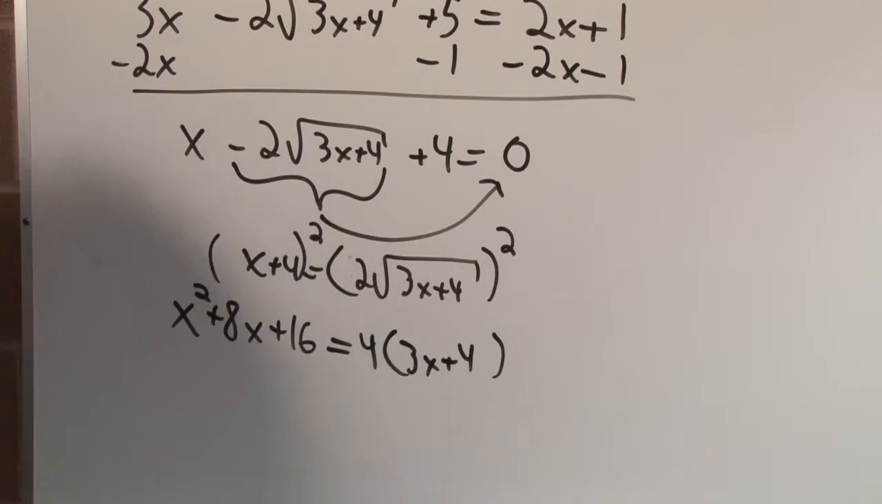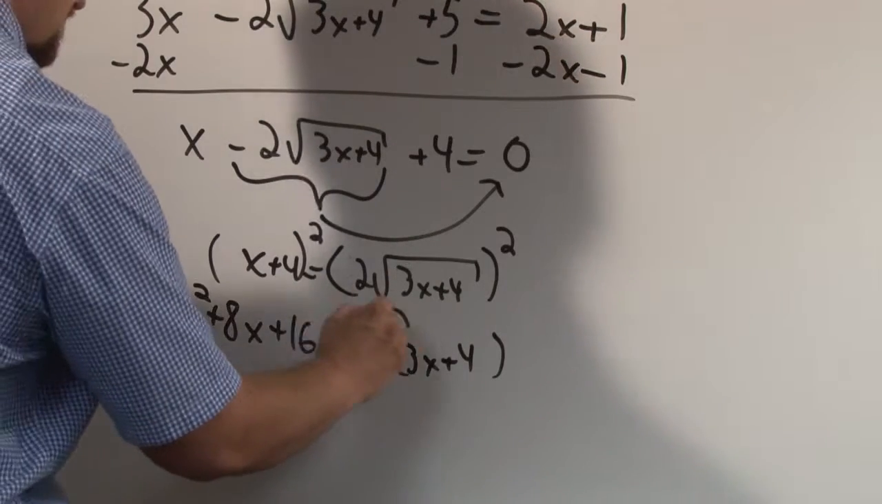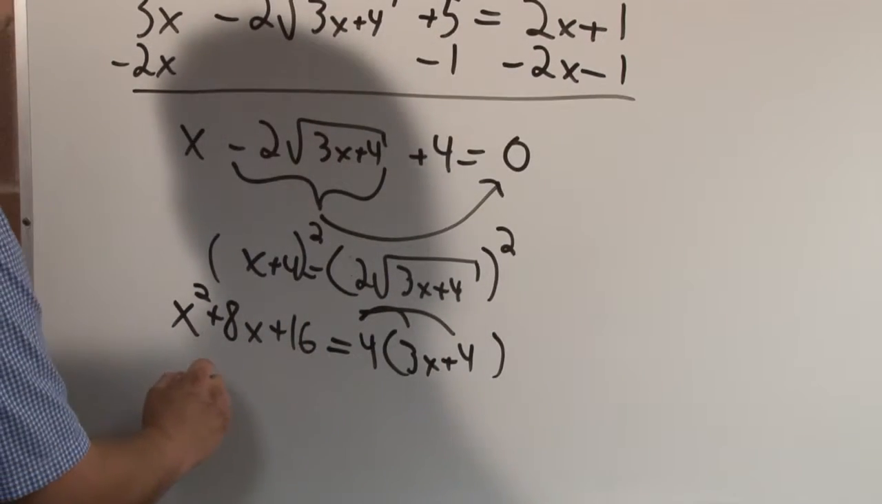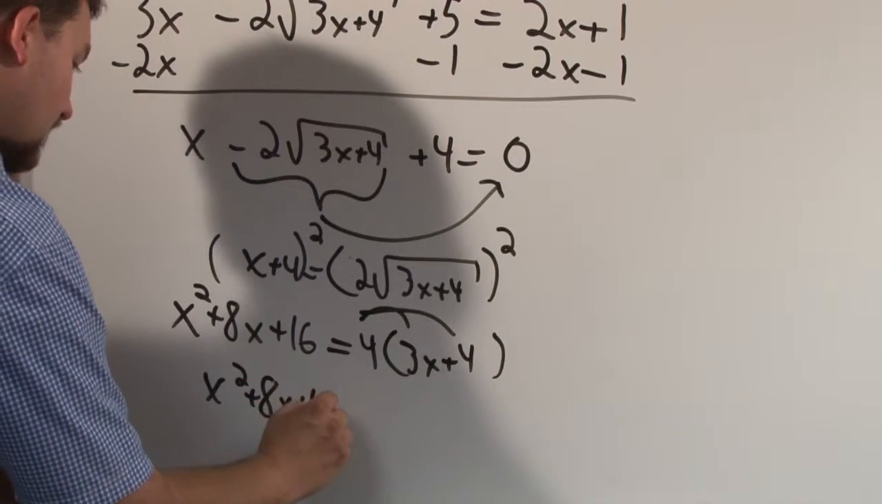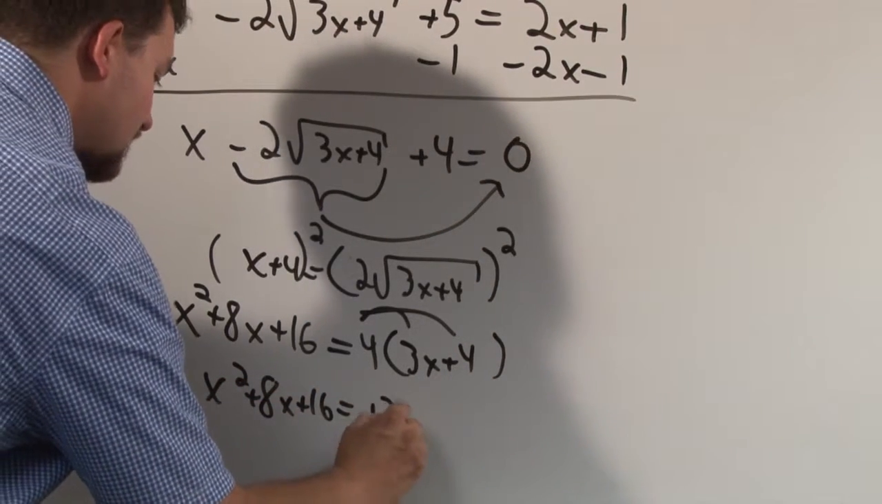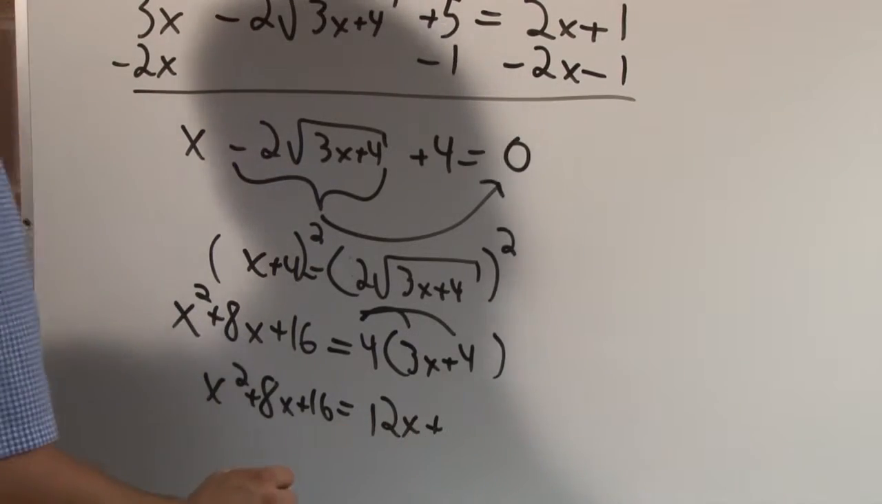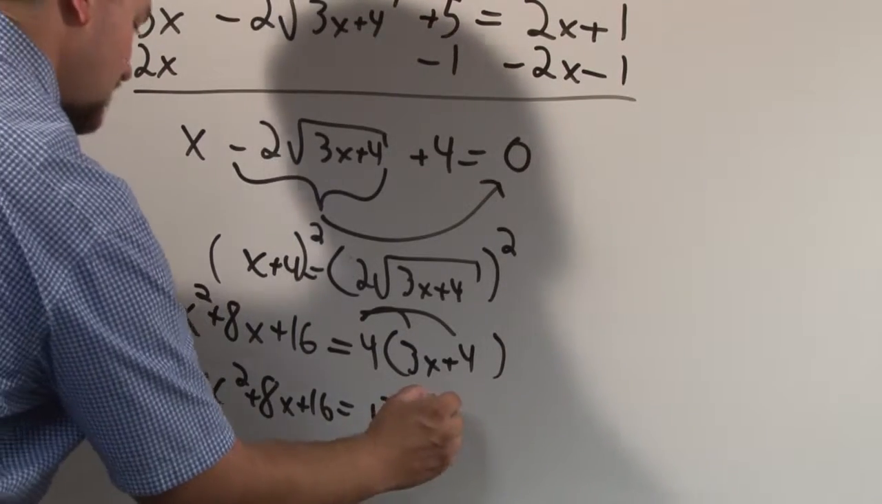Okay, so we did that. And finally, our radicals are gone. But we still have to finish the problem. So distribute here. x squared plus 8x plus 16 equals 12x plus 4 times 4, 16.